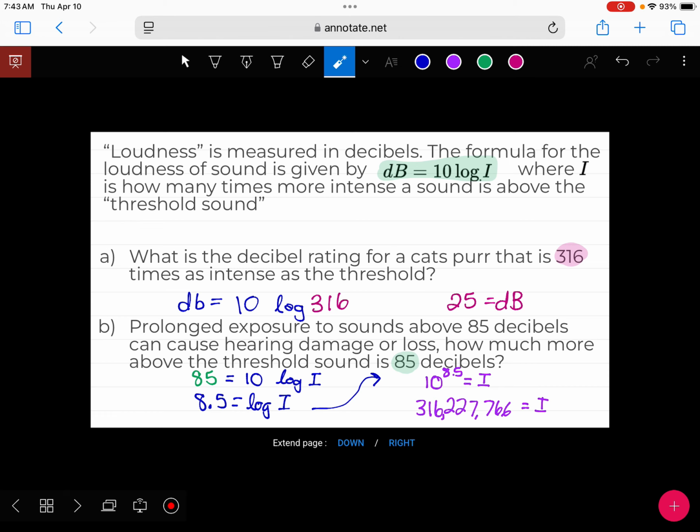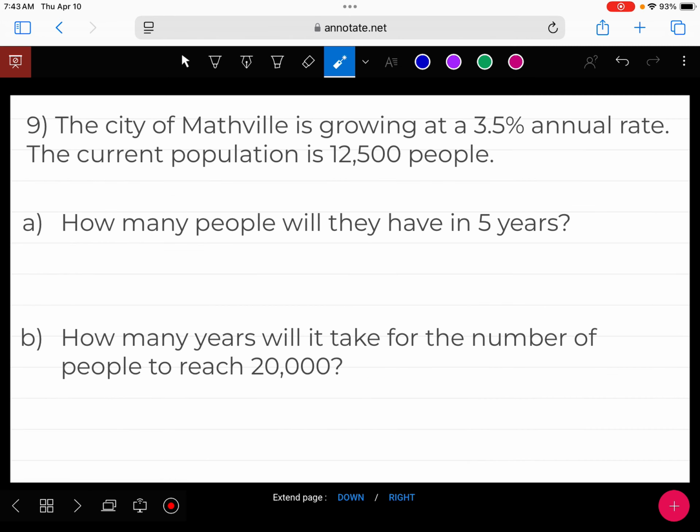So let's look at number 9, because this is where we see these kinds of problems most frequently, in stories kind of like this one. Because we've got here that the city of Mathville is growing at a 3.5% annual rate, and the current population is 12,500 people. We've got a growth with a rate and a population. We've seen these. These are from our exponentials chapter.